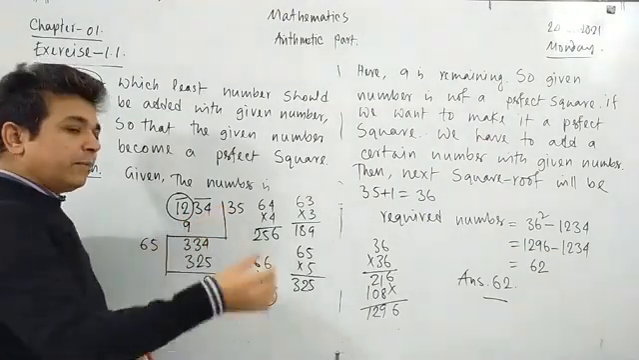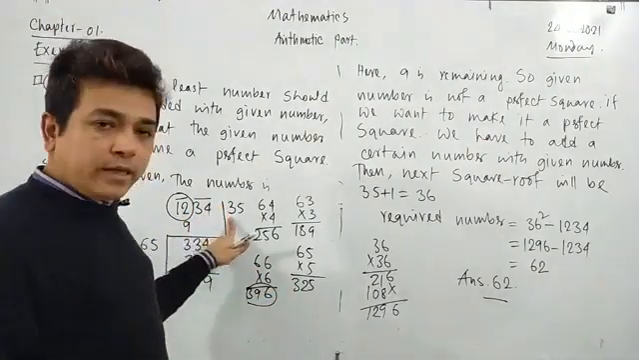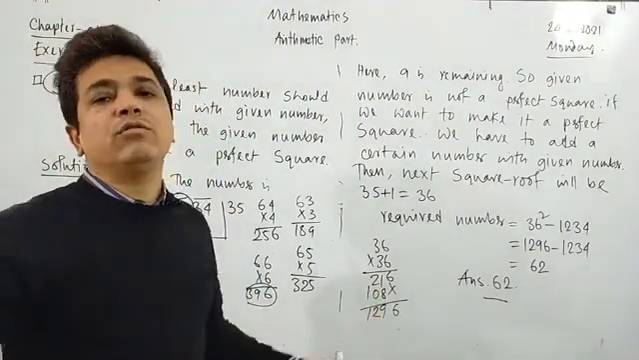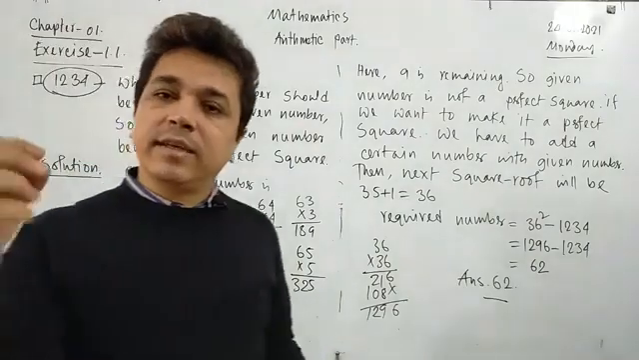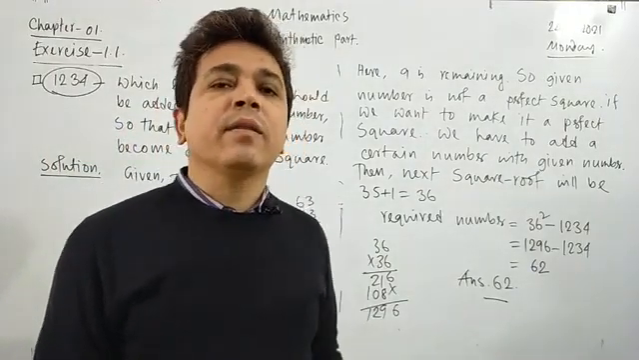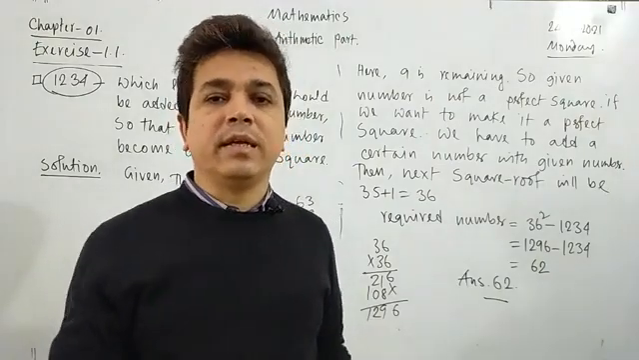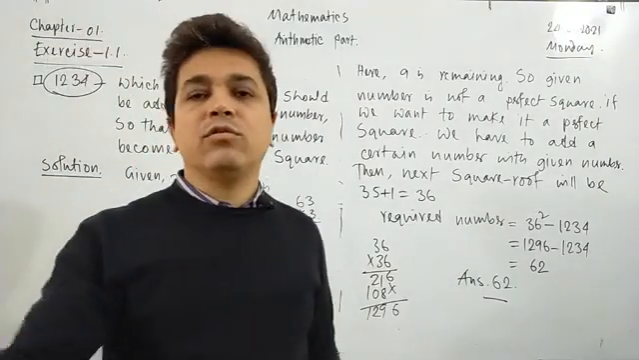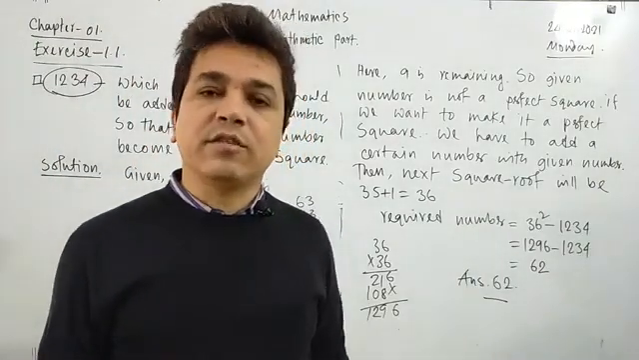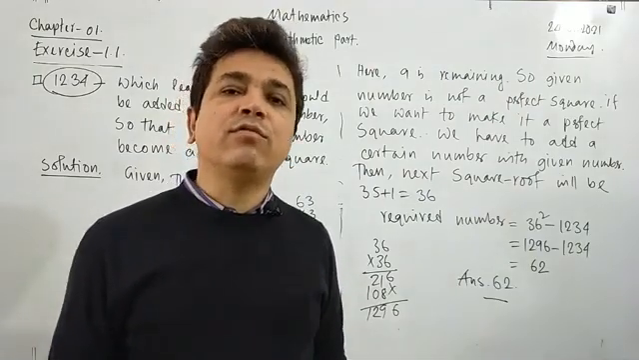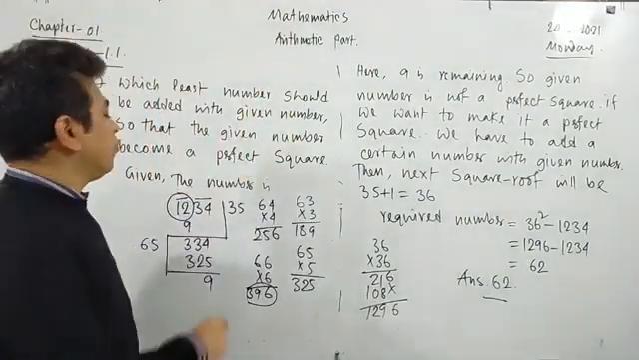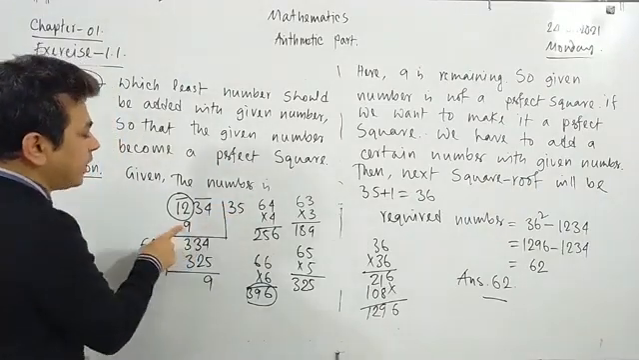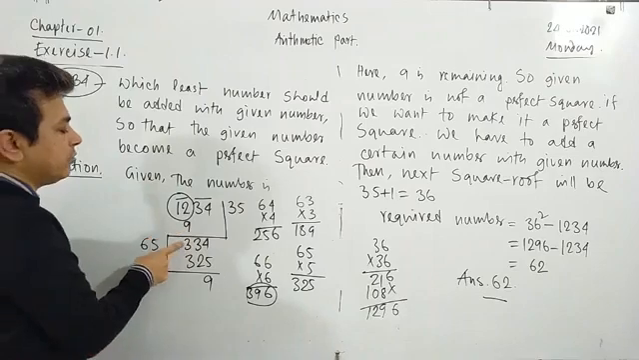3 into 3: whichever number we are putting here, we have to multiply it by itself, all the time. That is the rule of squares. What is a square? The square is a number which is multiplied by itself. A perfect square is a number which we can express as the multiplication of two same numbers. So whatever number we put here, we multiply it by itself. So 3 into 3 is 9, and after that, 12 minus 9 is 3.